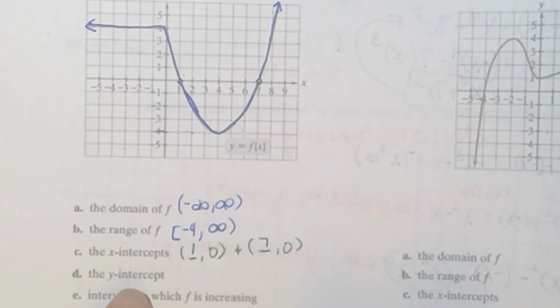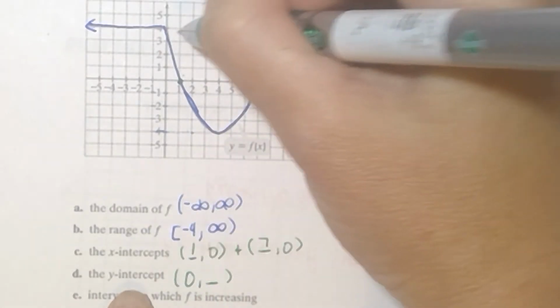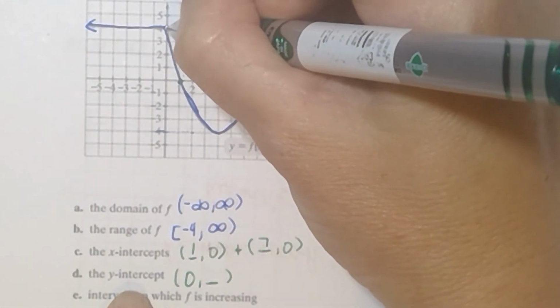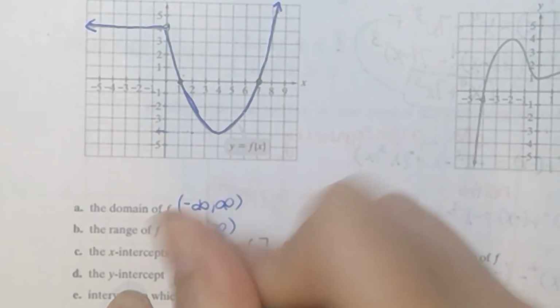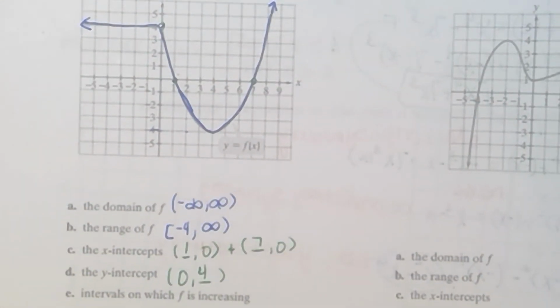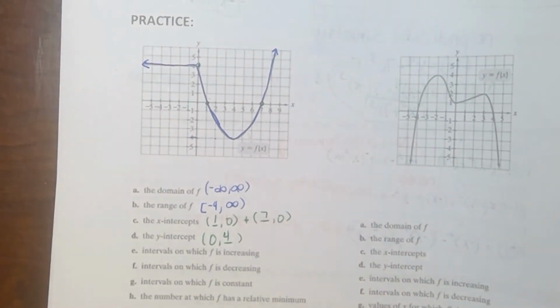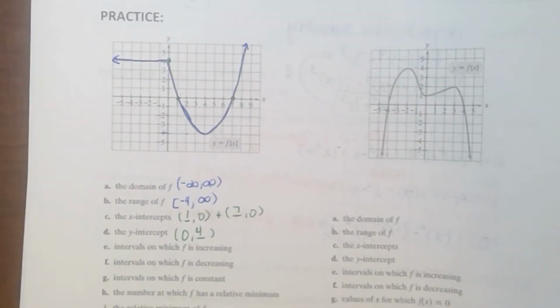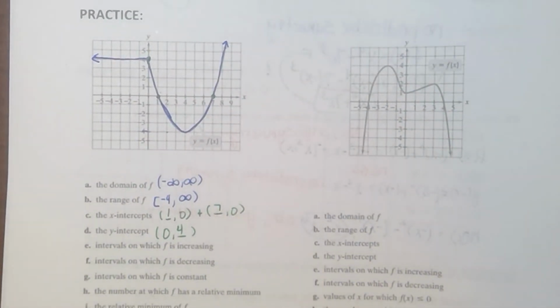If I have a function, I only ever have one y-intercept. It happens when x is 0. And I can see on my graph that my y-intercept, where x is 0, y is 4. That's the value of my y-intercept. Now we're going to talk about those intervals over which the graph is increasing, decreasing, and constant. We're giving intervals on the x-axis describing what the function value is doing.